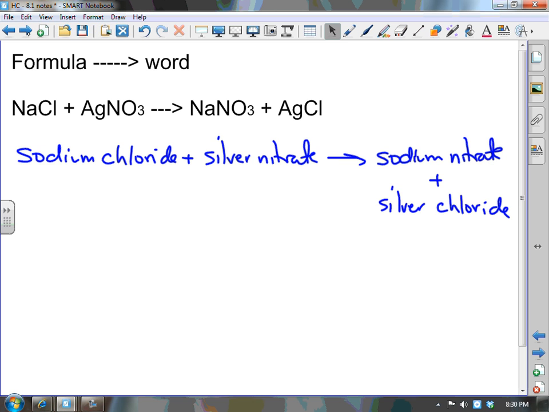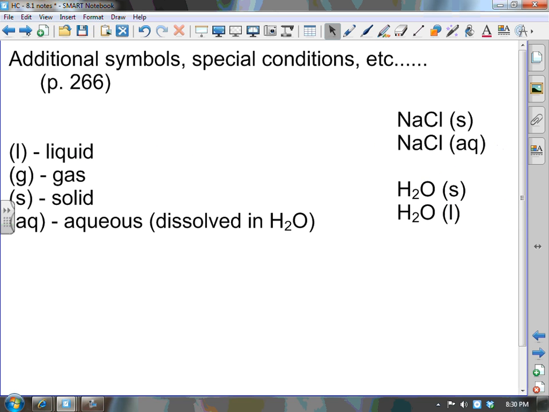Okay. So again, very infrequently are we going to go from formulas back to words. It just gives us more practice figuring all that stuff out. The majority of the time is going to be getting formulas and writing formulas. All right, next thing, other things we include in chemical reactions.